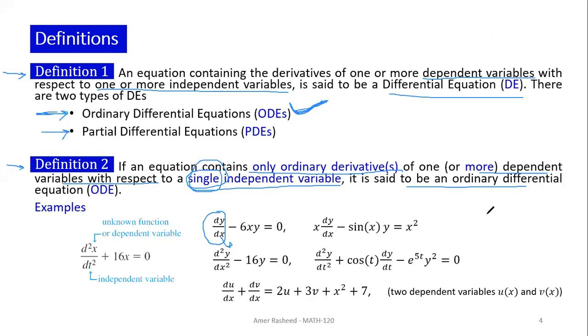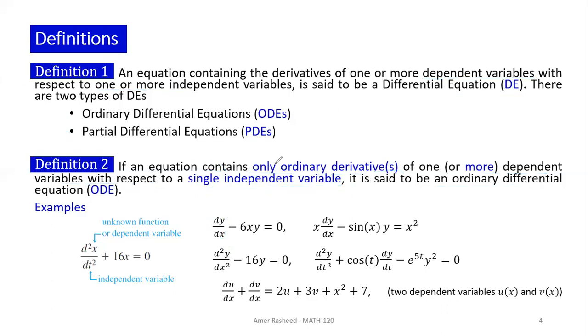Whereas the partial derivative is something different. We'll discuss it later on. Then if an equation involves only the derivatives of one or more dependent variables with respect to a single independent variable, then it is said to be an ordinary differential equation.